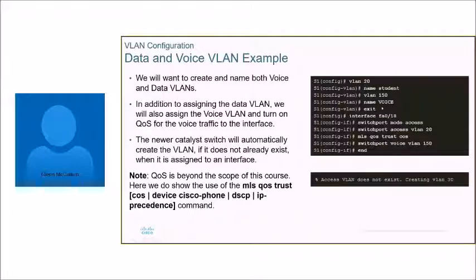Because we haven't defined it, we have defined it up here. You can also do a quality of service setting there to fill in some header information in that tag. We will want to create and name both voice and data VLANs. In addition to assigning the data VLAN, we also assign the voice VLAN and turn on quality of service for that interface. The newer Catalyst switch will automatically create the VLAN if it does not already exist when it is assigned to an interface. So here it's saying if you miss this step, it will actually create it if you assign it to a port.